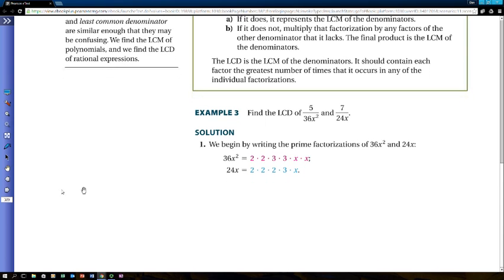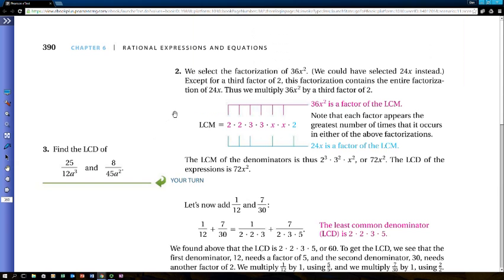So there's our prime factorizations. And then they stack these things up and basically represent all values, and anything that's common or shared between those two, I only represent once. So that's what they're showing us here. The 2 occurs in both the 24x and the 36x squared. Another 2 occurs, the other 3, and then there's a 3 here on this one, but it doesn't occur here. That's what these little lines are indicating. Hey, this one occurs in both. This one doesn't, and this one only occurs in the 24x.